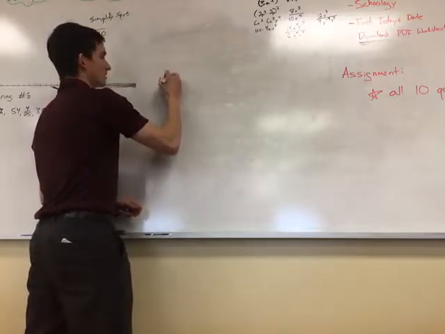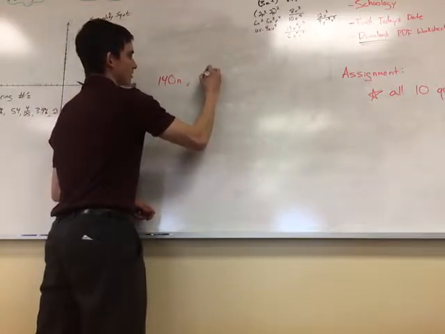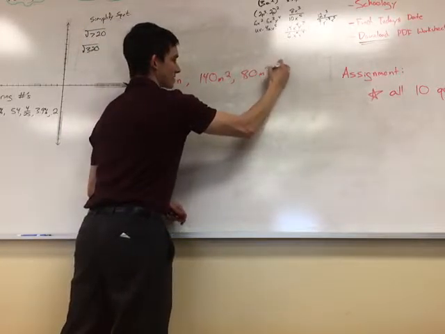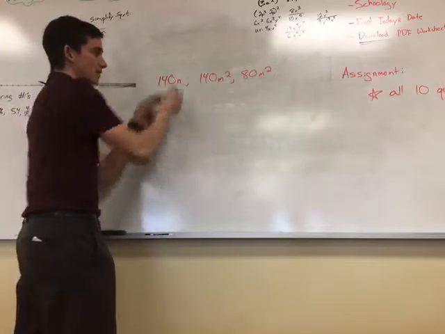Try 140n, 140m squared, and 80m squared. Try to take the GCF and the LCM of all 3 of these numbers.